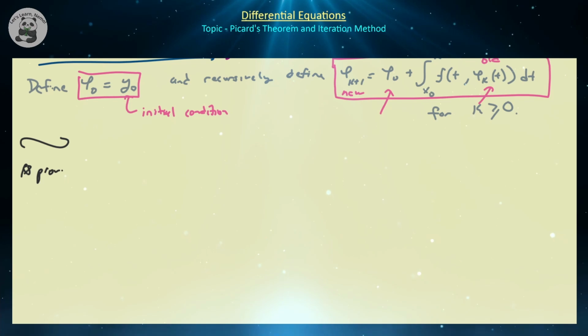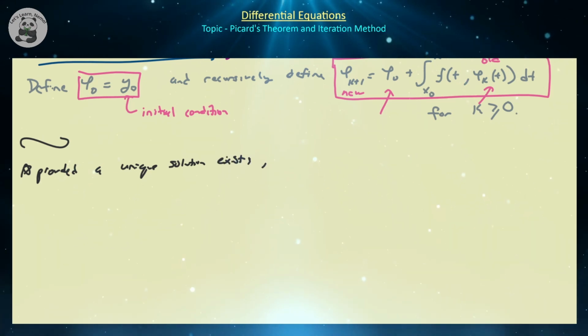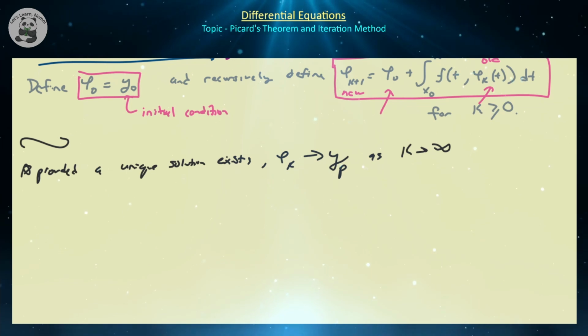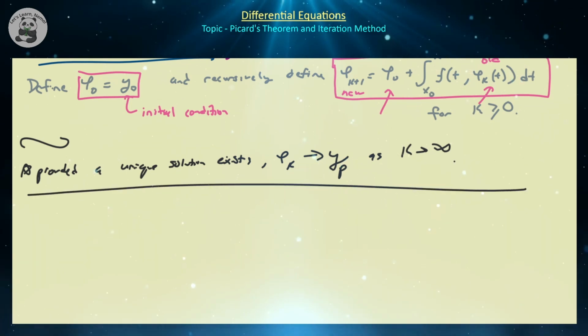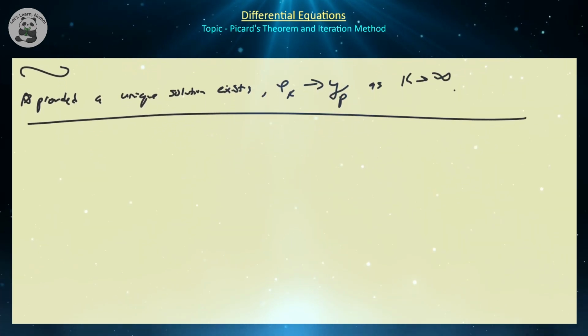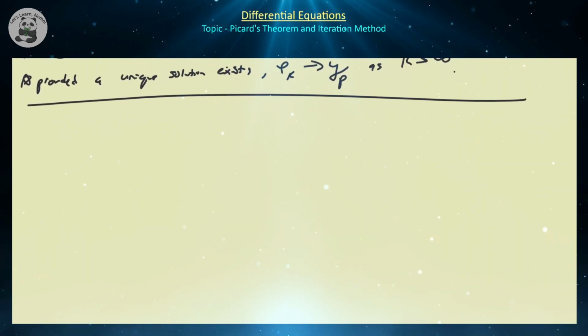So provided a unique solution exists, then this sequence is going to converge to our particular solution yp as the number of iterations gets arbitrarily large, right? One can prove that as well. So with that behind us, let us actually work through an example of finding the solution via this iteration method.